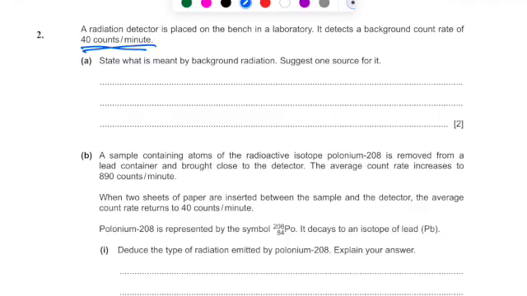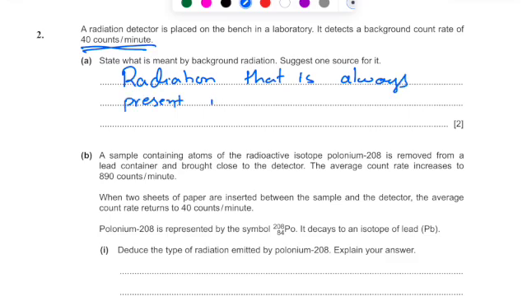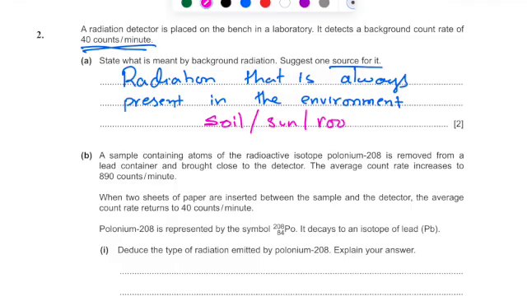Why is this? What is the meaning of background radiation? It is radiation that is always present in the environment. That is called background radiation. And suggest one source of it. One source can be either soil, you can write any one of these, or you can write sun, or you can write rocks. Any one is sufficient.